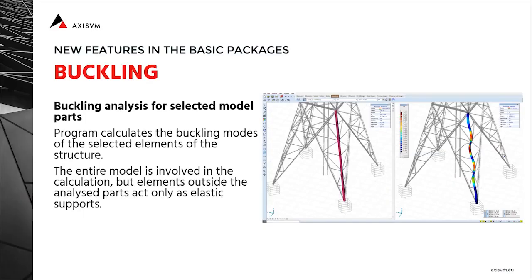Buckling analysis in AxisVM received a significant improvement, as the analysis can now be performed for selected model parts as well, not just for the entire model. This way, the software calculates the buckling modes of the selected elements of the structure only. The entire model is involved in the calculation, but elements outside the analyzed parts only act as elastic supports.